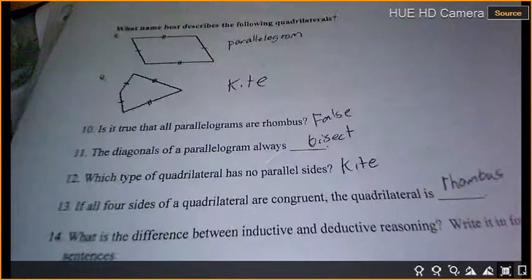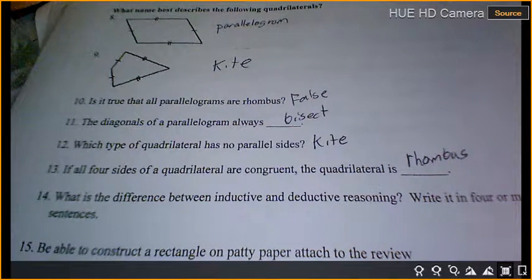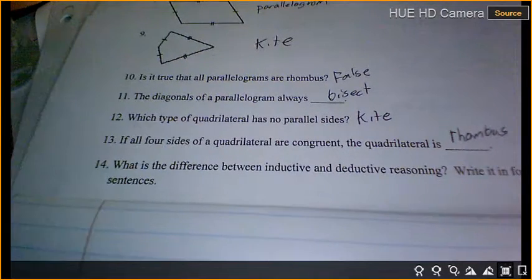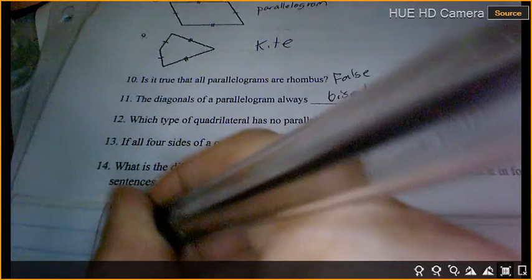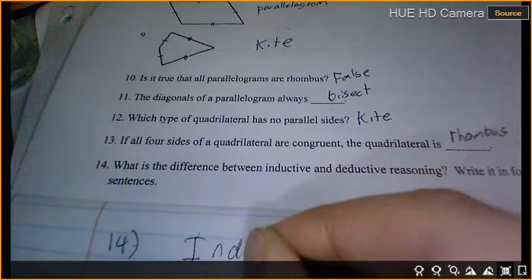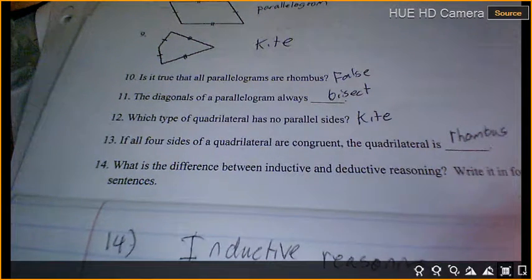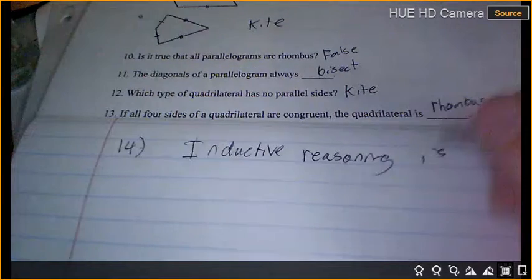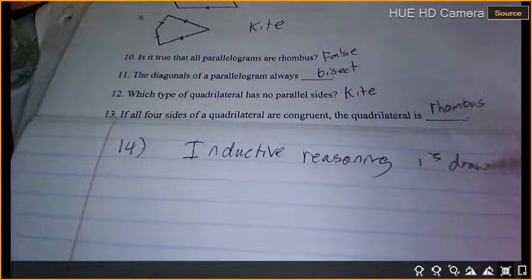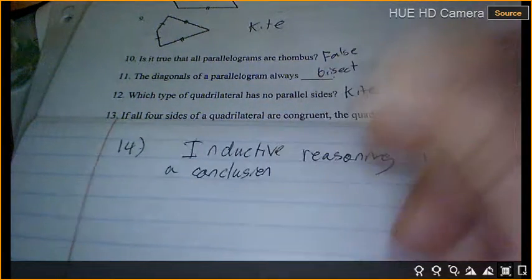All right, this one I think I need a piece of paper out to talk about. What is the difference between inductive and deductive reasoning? So inductive reasoning is what? Using patterns. Inductive reasoning is drawing a conclusion based on patterns.